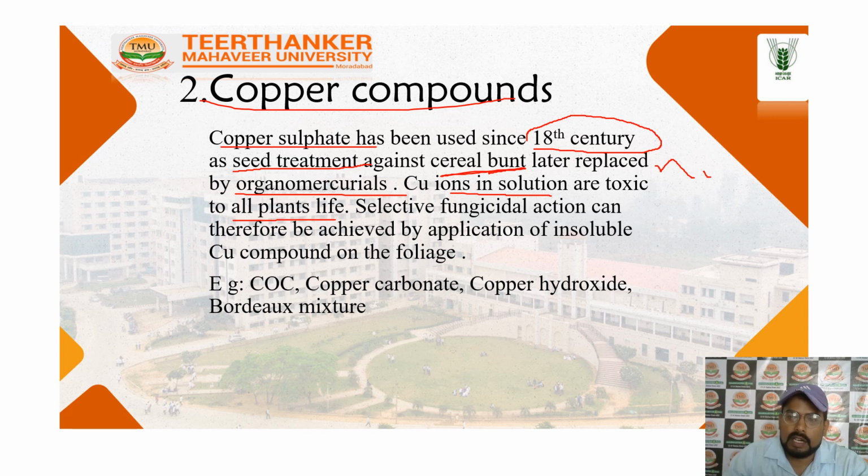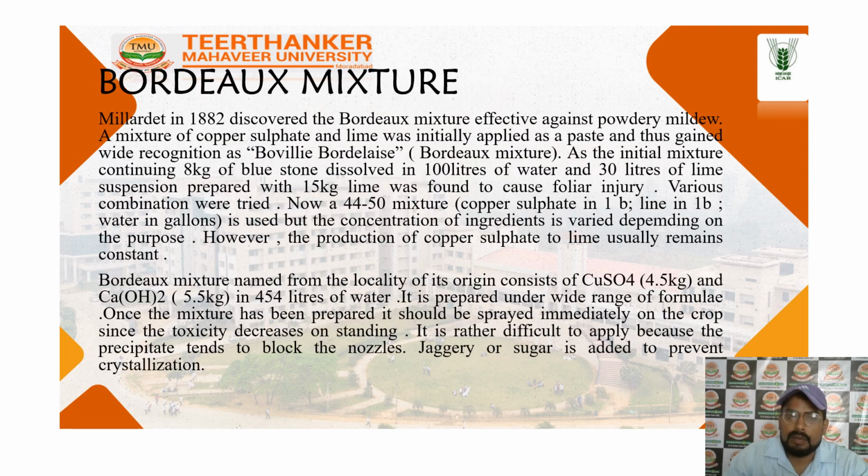So selective fungicide action can therefore be achieved by the application of insoluble copper compounds on the foliage. Examples are copper oxychloride, copper carbonate, copper hydroxide and the Bordeaux mixture. These are examples of copper compound mixtures of the mineral fungicides. So next one is the Bordeaux mixture.